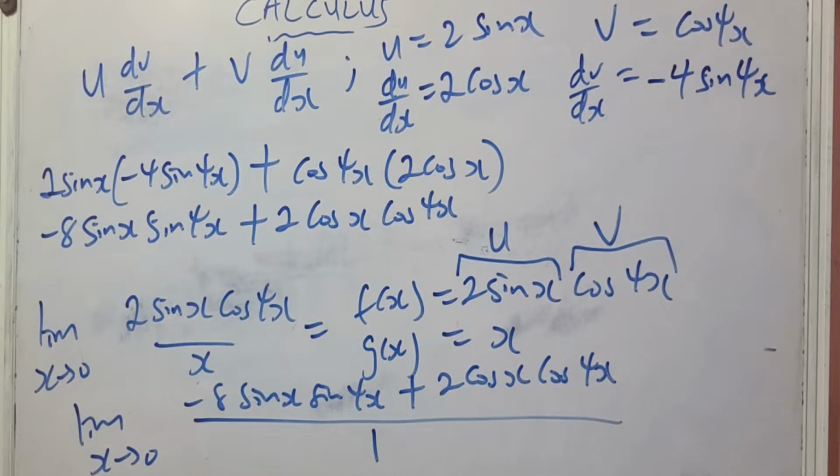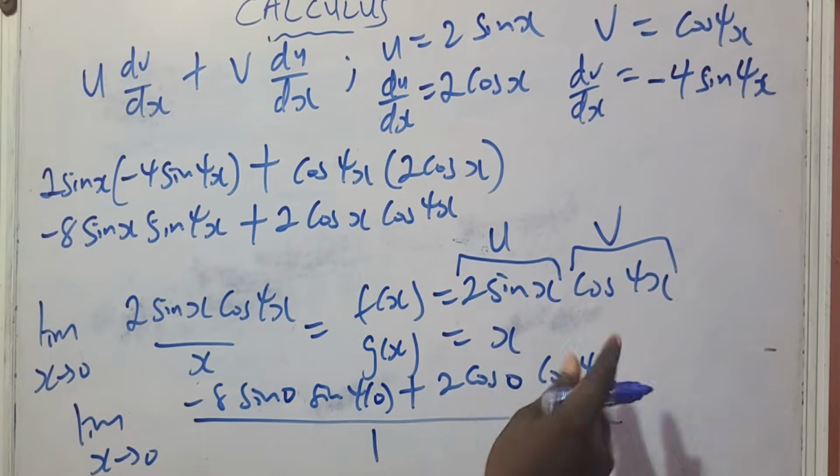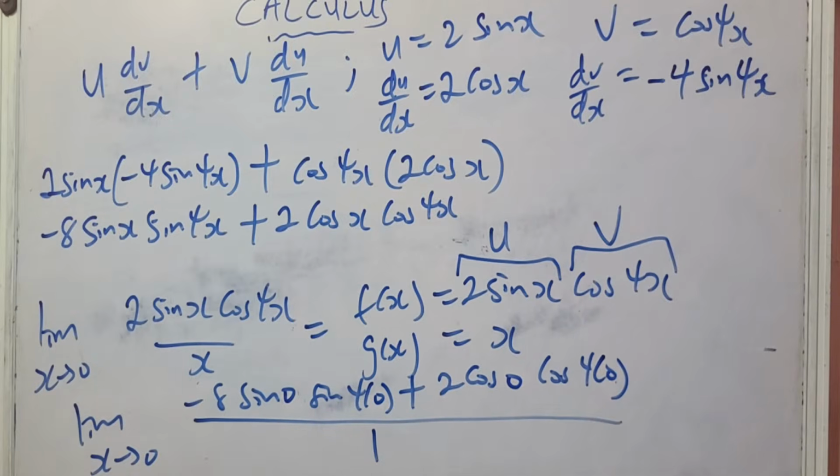Now, what we need to do is to fill in the values for x as 0. So go on to do this now. This place will be sine 0. This place will be sine 4 times 0, and this place will be cos 0. And this one will be cos 4 times 0. So obviously sine 0 is 0, so all this turns to 0. So I have 0 plus 2 times cos 0, which is 1. This will be cos 0, which is also 1. 0 plus 2, because 2 times 1 is 2. And this final answer gave me 2.